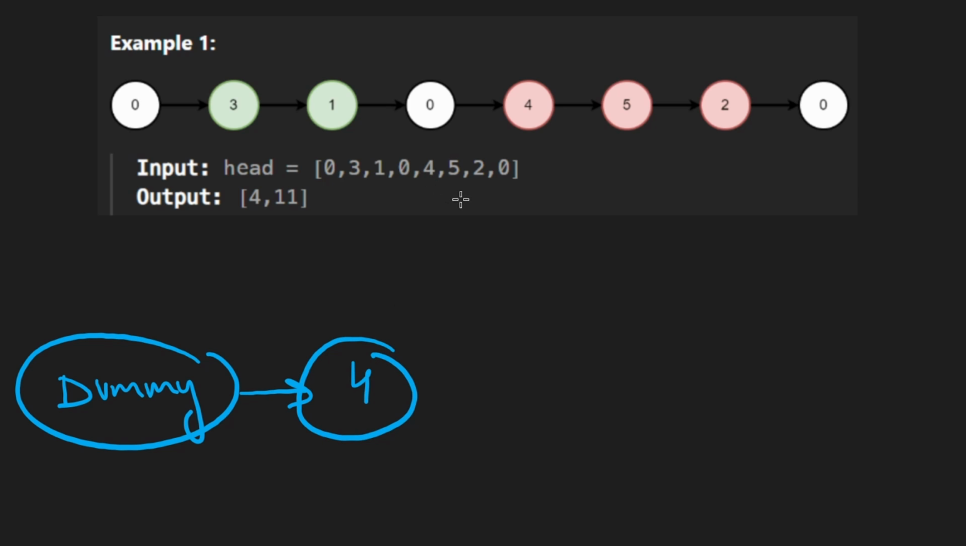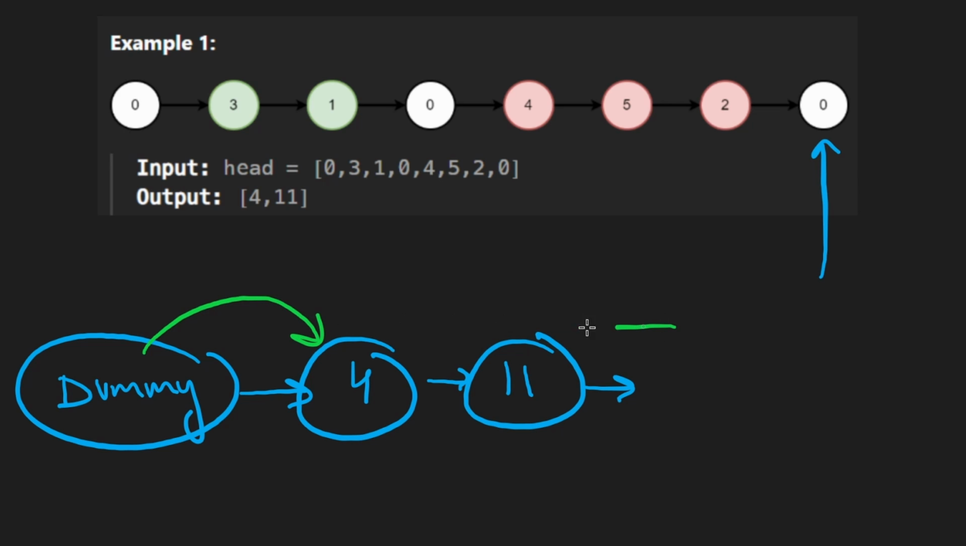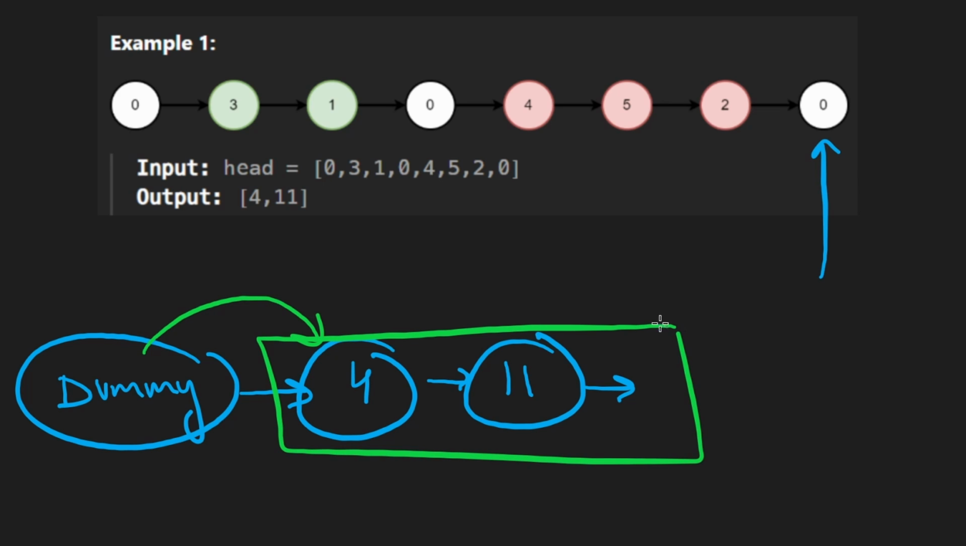Add that here. And now, again, we're starting at 0. So keep going until we reach 0. Well, 4 plus 5 plus 2. Now we're at 0. So that was 11. Add that to the end of this. And now we're done. Now to return the result, as long as we kept a reference to the dummy variable, we can just say dummy.next should return this portion of the linked list.